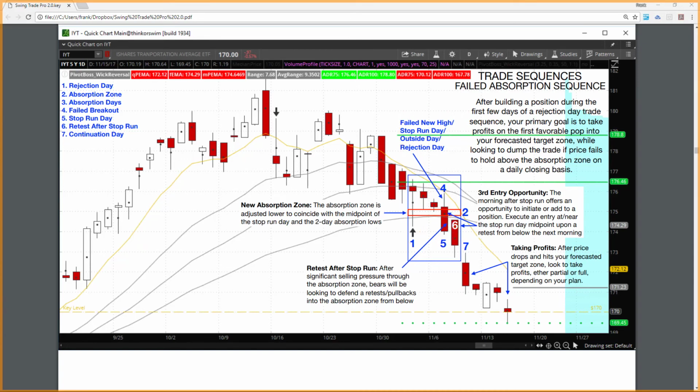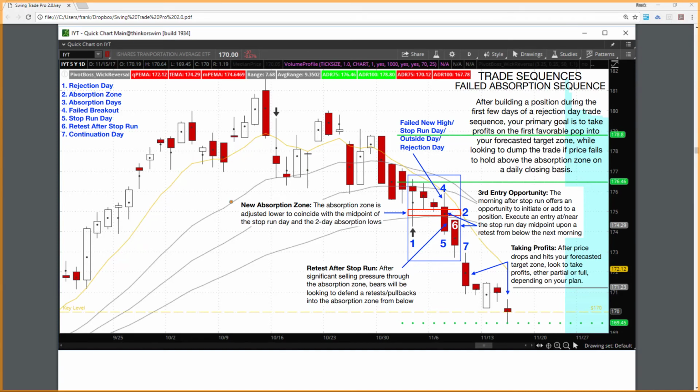Nobody got paid on the upside there. The sell stops triggered and this thing dropped. The next day here, this 6 right there is the retest after stop run. So after this day, there's a tendency for price to pop back toward the midpoint or come back toward the breakdown point. That offers another opportunity for you to add to your position or get into a fresh position if you hadn't gotten in before. So again, the third opportunity comes on the retest after stop run.